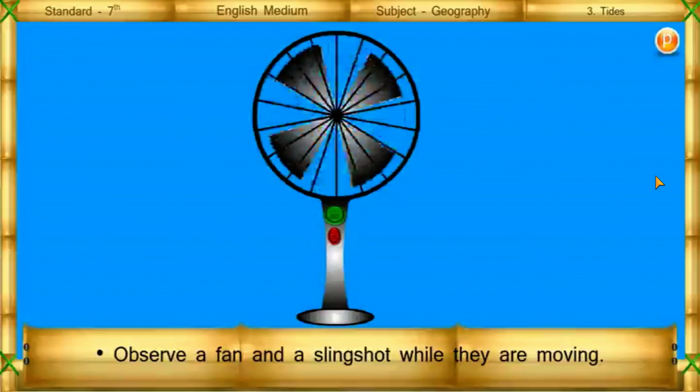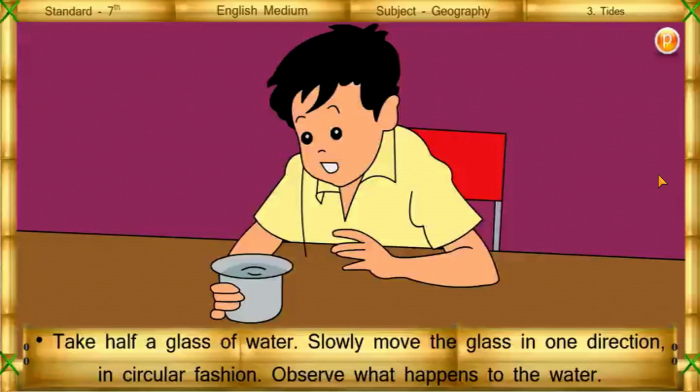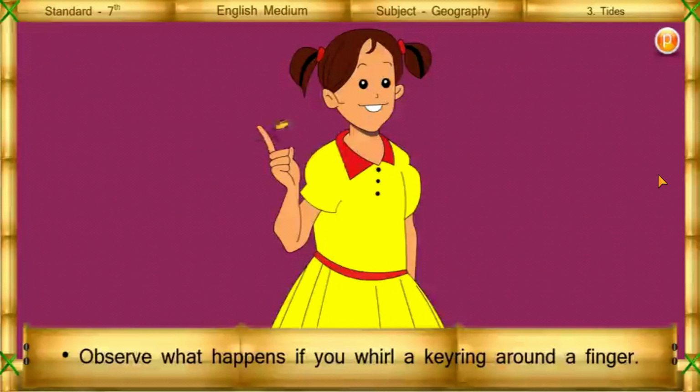Observe a fan and a slingshot while they are moving. Take half a glass of water. Slowly move the glass in one direction in circular fashion. Observe what happens to the water. Observe what happens if you whirl a key ring around a finger.